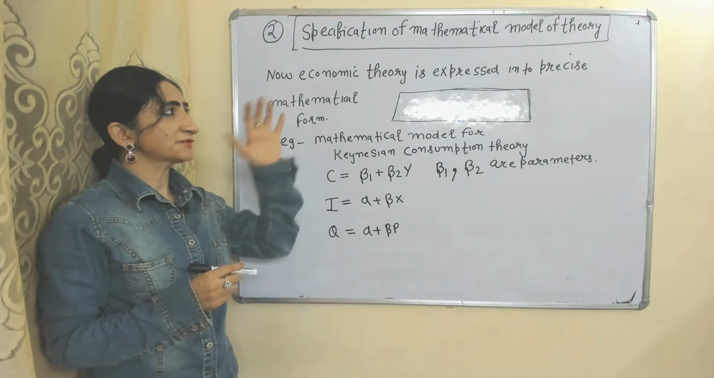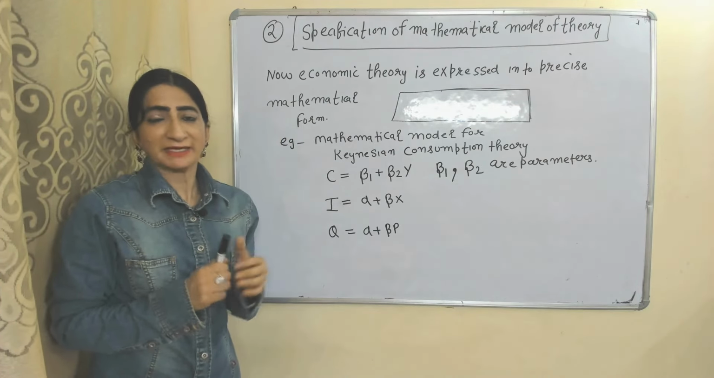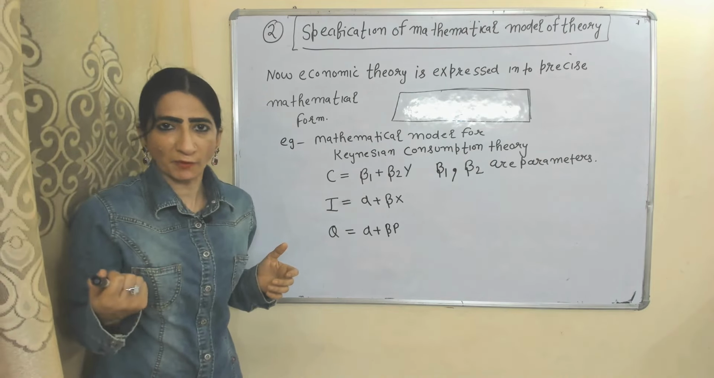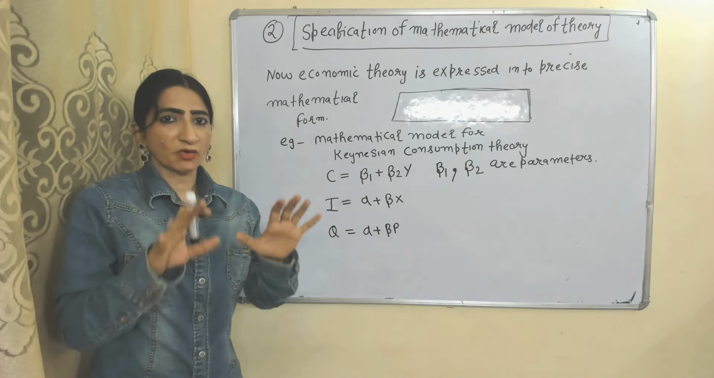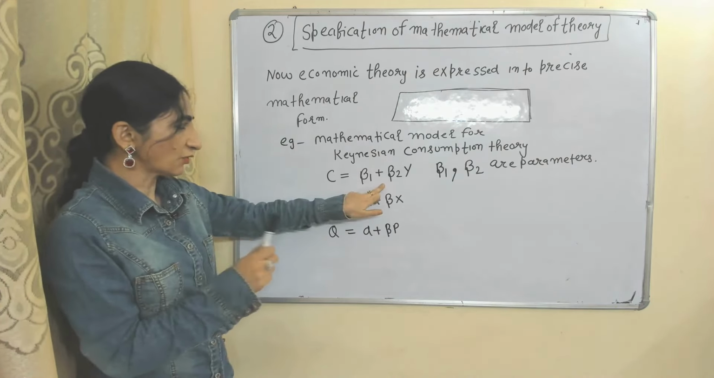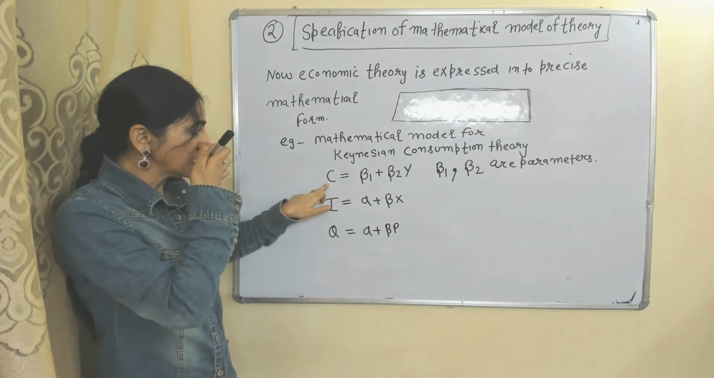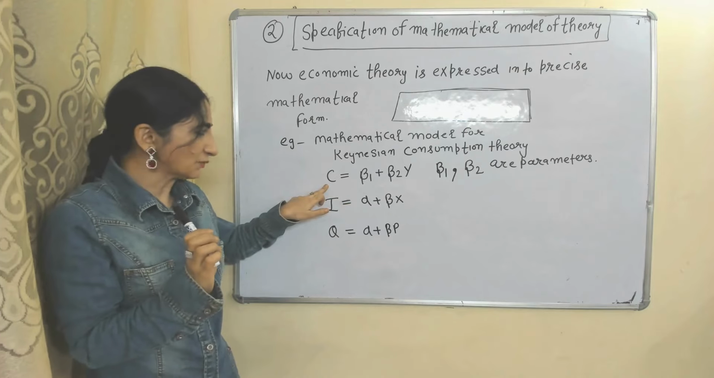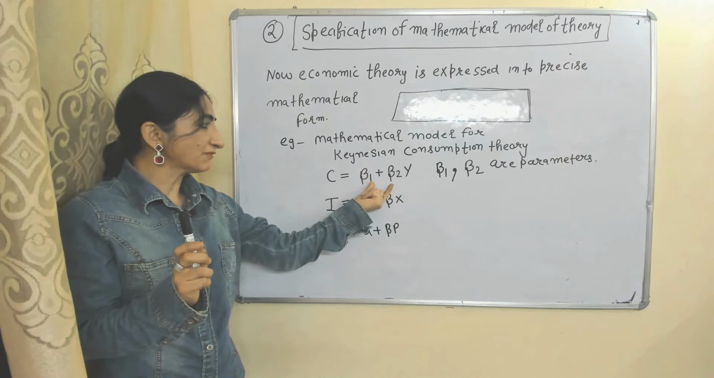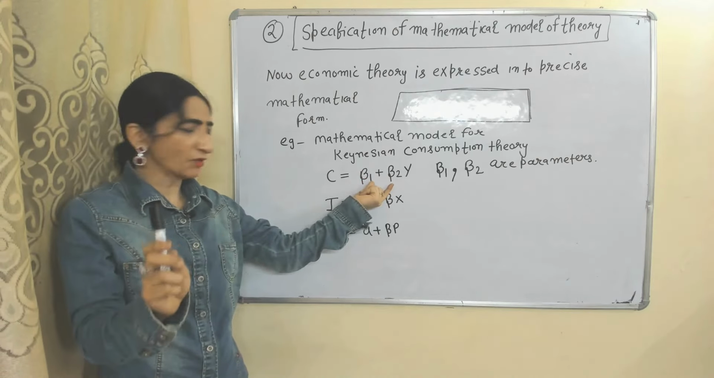Second step, specification of mathematical model of theory. That means now we express economic theory in mathematical form. Here you can see the mathematical form of Keynesian consumption theory. C is consumption, which is the dependent variable. Y is income, which is the independent variable. Beta 1 and beta 2 are parameters of the model.